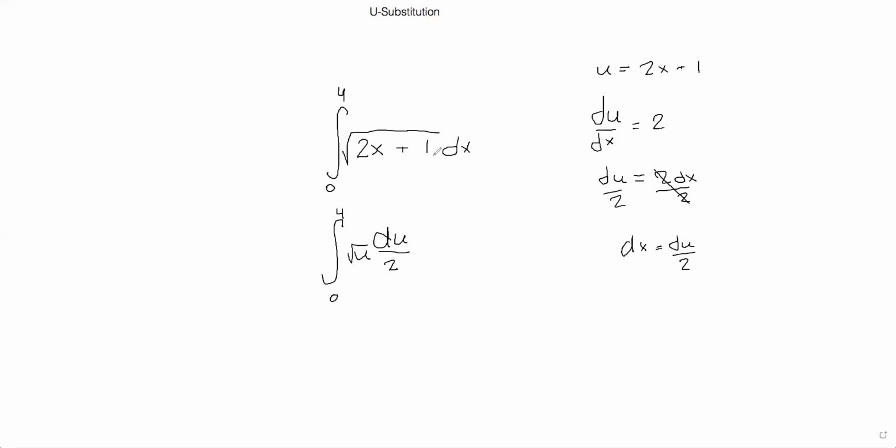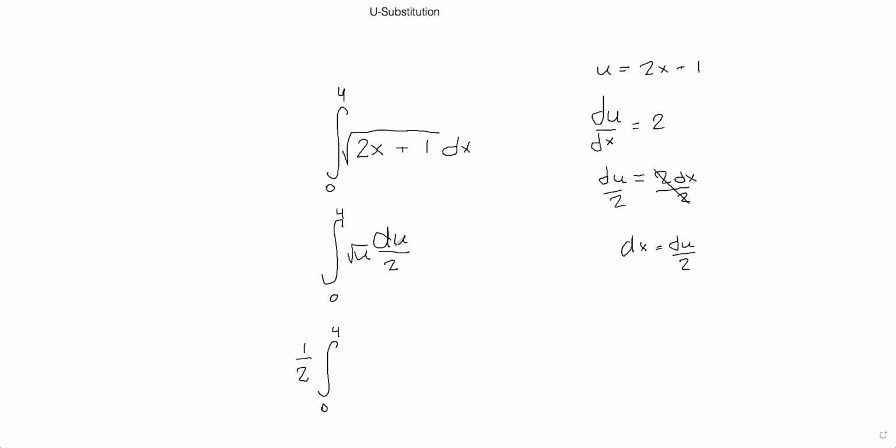So let's do a few things that would make this a little more intuitive, easier to integrate. So we're going to integrate 0 to 4. So we can move this constant multiplier outside of the integral. So this is like saying we have 1/2 times du. Let's go ahead and move the 1/2 out front.